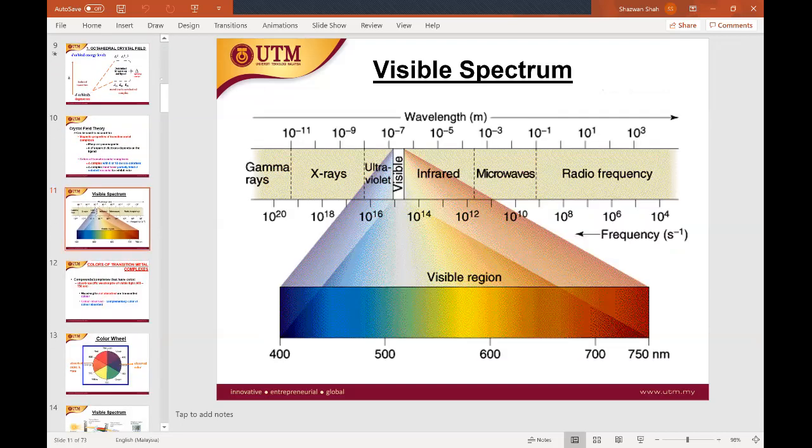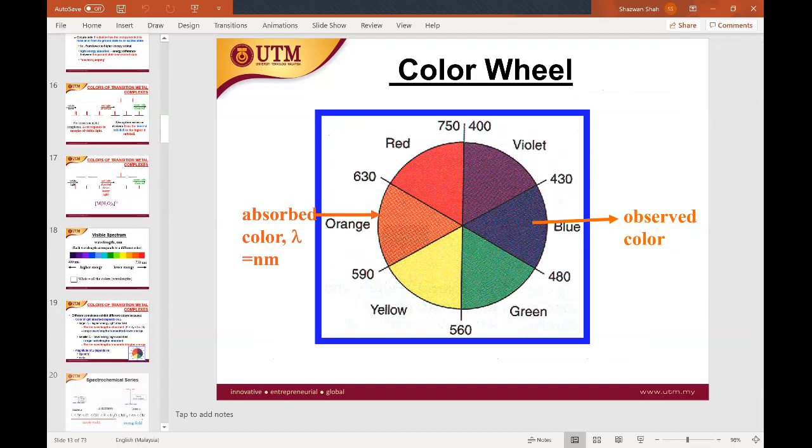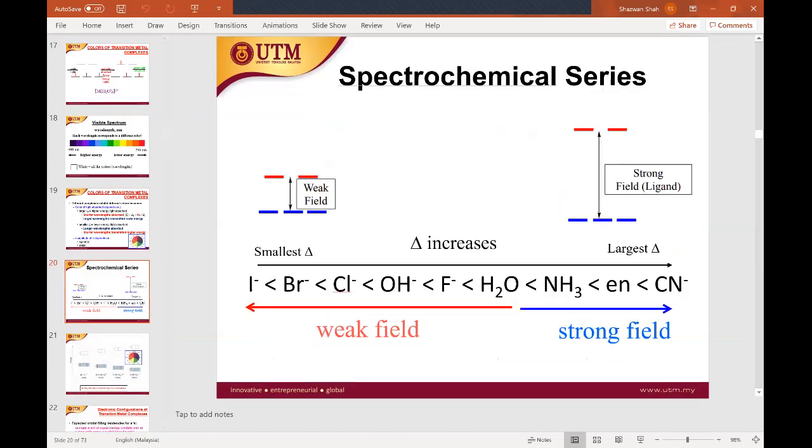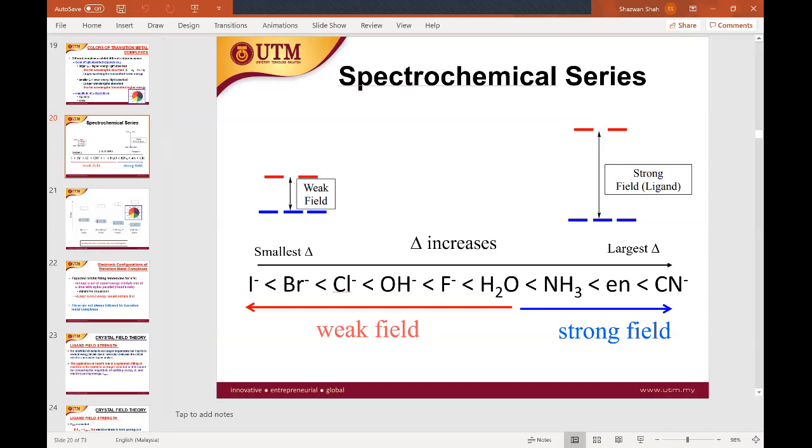Kita belajar juga tentang color, and then complementary color, absorb, and then observe color. Spectrochemical series, so we have weak ligand, halide for example, and strong field ligand, ammonia, amine, ethylene diamine, cyanide. And how this ligand affects the splitting energy increases. So this is small splitting energy, this is large splitting energy.